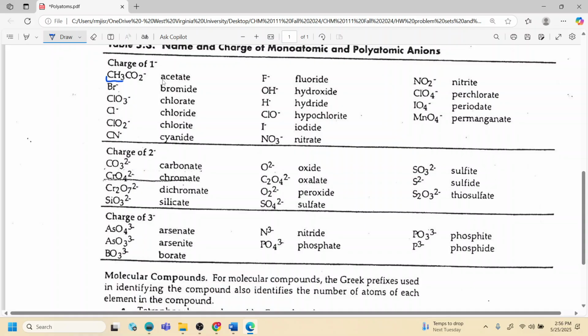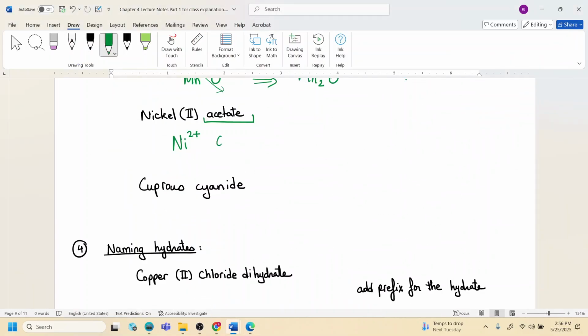It's CH3CO2 negative. This is the acetate. So we're going to go ahead and write that down. Okay. So this one is CH3CO2 negative. This whole thing has a negative charge, a negative one. I'm going to put this in parentheses, as I said earlier, because it does contain more than one atom, or more than one type of atom. So it's a polyatom. And then I'm going to go ahead and cross multiply.